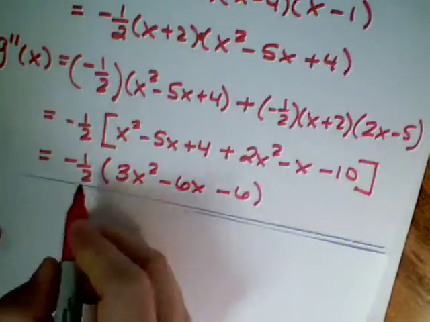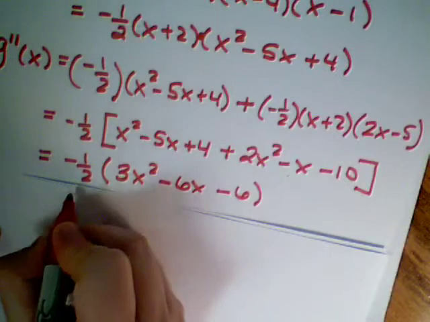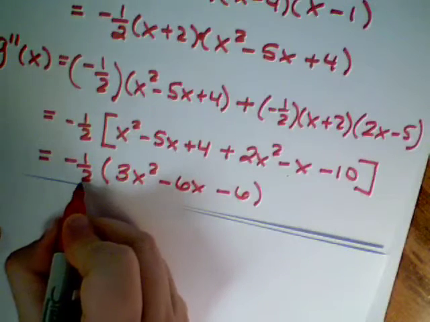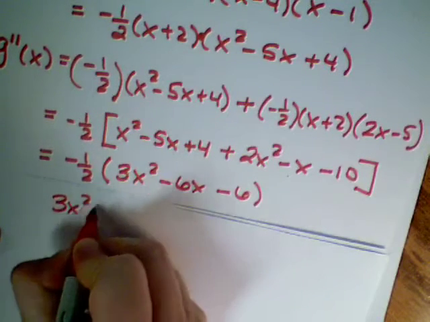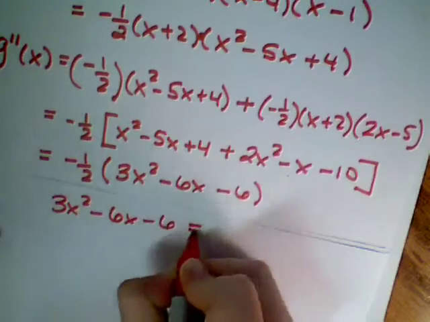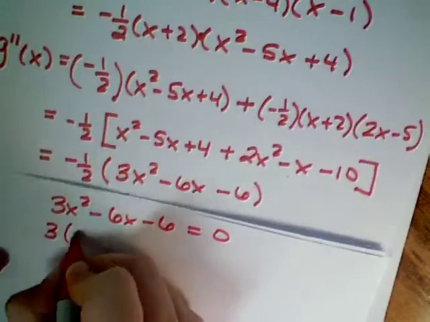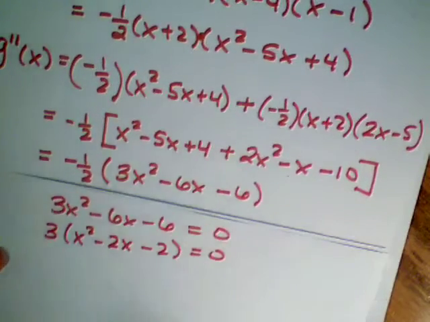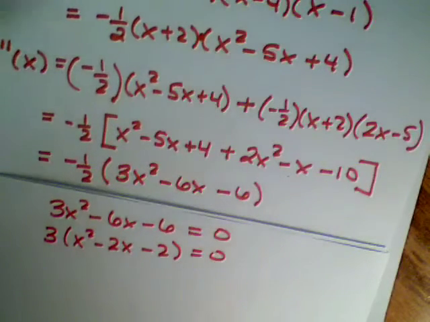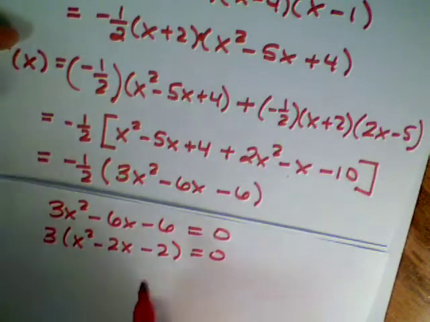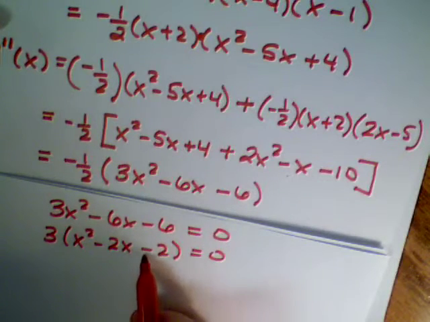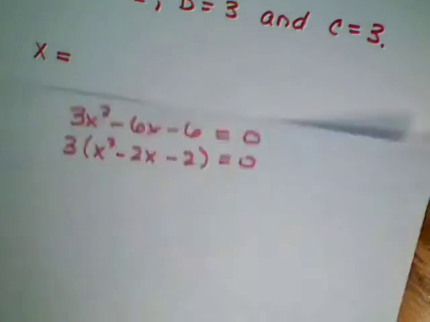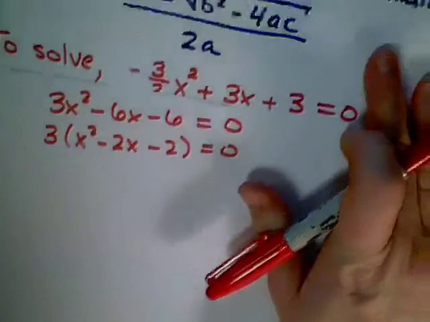So we're going to set, we know -1/2 is not 0, so we're going to set 3x squared minus 6x minus 6 equal to 0. And I think I'm going to factor out a common factor of 3 and use the quadratic formula to find the zeros. I don't think this will factor. There aren't factors of -2 that add up to -2.